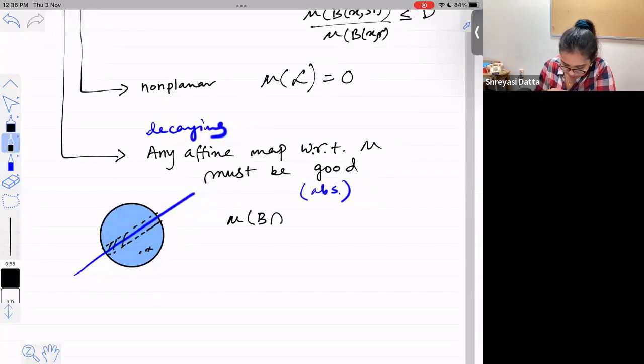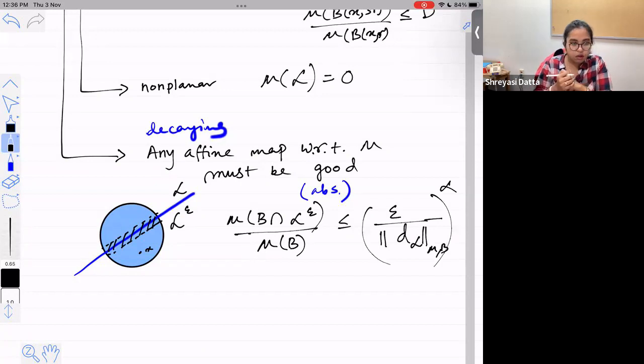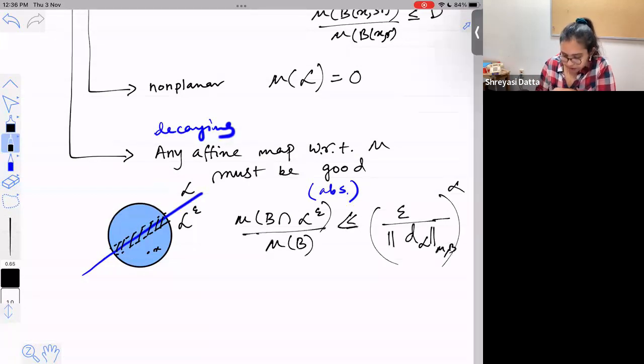So if I say that this is L epsilon, and this line is L, then mu of B intersection L epsilon should be small with respect to mu of B. So this should be epsilon, and this is the essential supremum. There must be some constant, so I will write this. So these two are equivalent. You can say either that affine maps are good, or you can say that this is a definition of decaying.